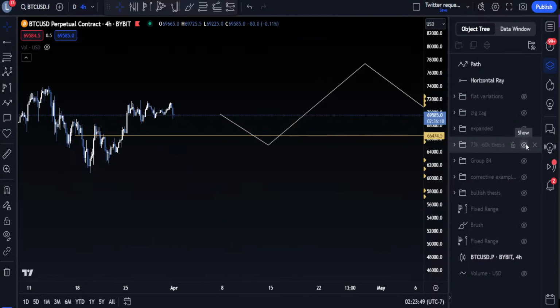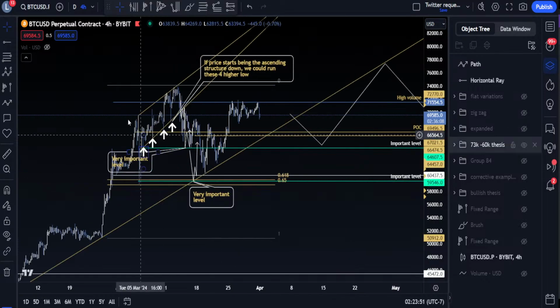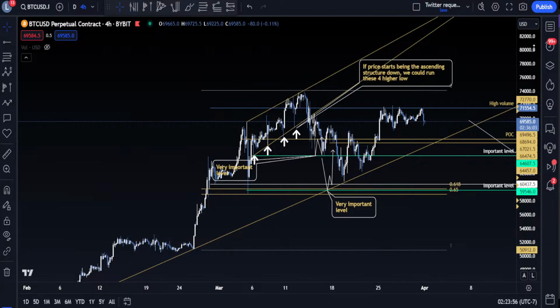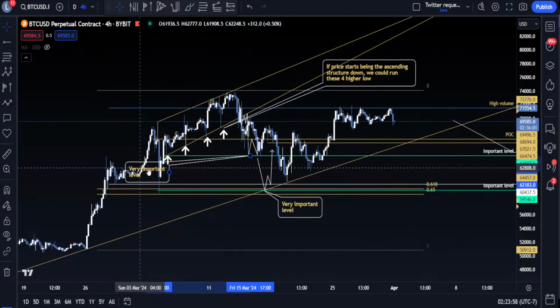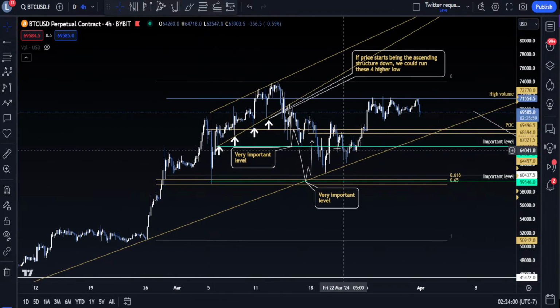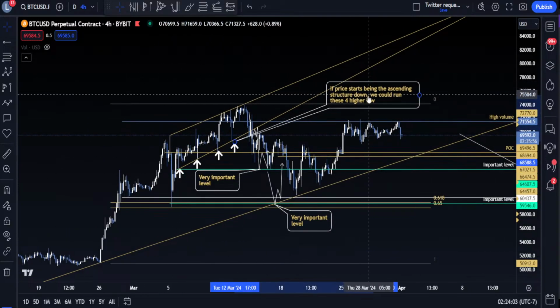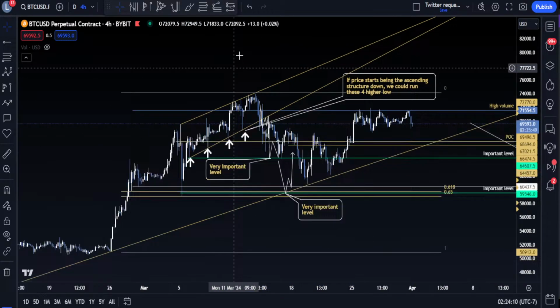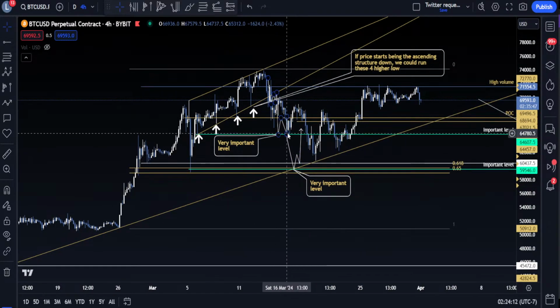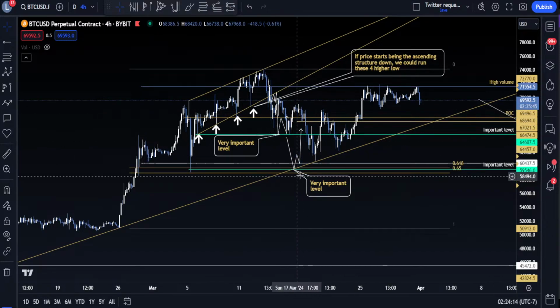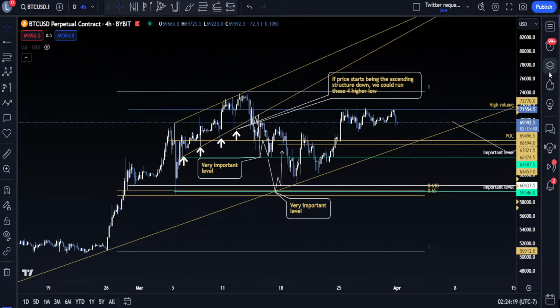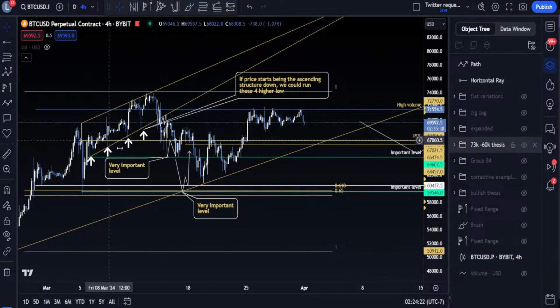I have some in folders that I drew at the time. This is that chart that I shared at 73K, just saying, these are the important ideas. If price starts breaking the ascending structure down, we could run these 4 lows, very important level. First, that's where we bounced off to the tick, and this was the structure I was looking at 73K. So very important ideas. I shared this on Twitter as well.